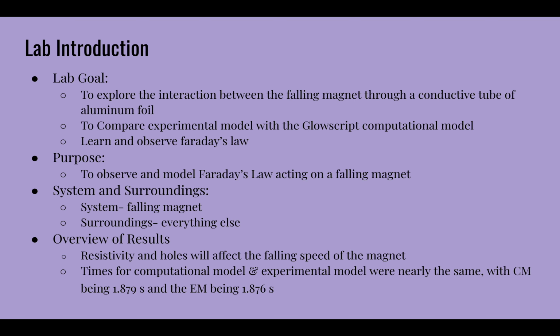So to get introduced into the lab, the goal of our lab is to explore the interaction between a falling magnet and a conductive tube of aluminum foil. We also want to compare our experimental model with our GlowScript computational model, and overall we want to learn and observe Faraday's Law. So the purpose here is to observe and model Faraday's Law acting on a falling magnet through a conductive tube of aluminum foil. Our system for the purposes of this experiment will be the falling magnet, and the surroundings will be everything else.